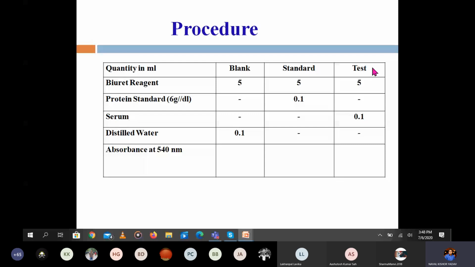Second one, make the colorimeter 0 with distilled water and take the reading of optical density of blank, standard and test, all three. And during the calculation, you can subtract the optical density of blank from the standard and the test. OD of test minus OD of blank, OD of standard minus OD of blank, and then you can do the calculations with the concentration of standard, that is 6 gram per dL.